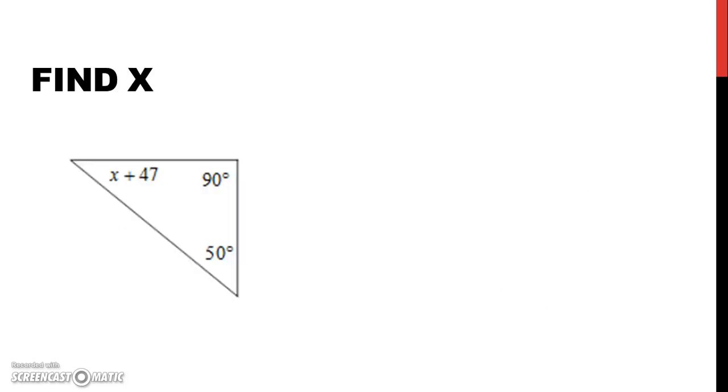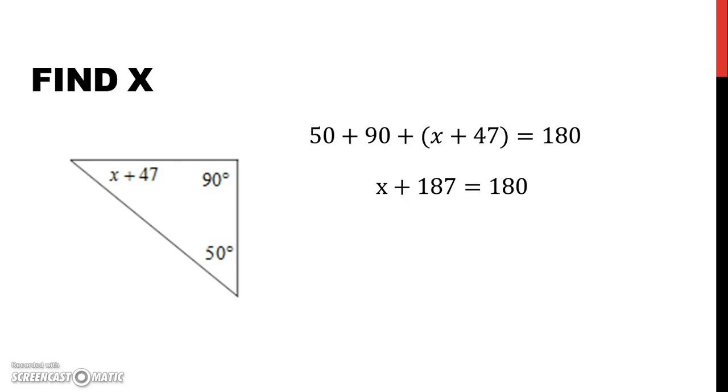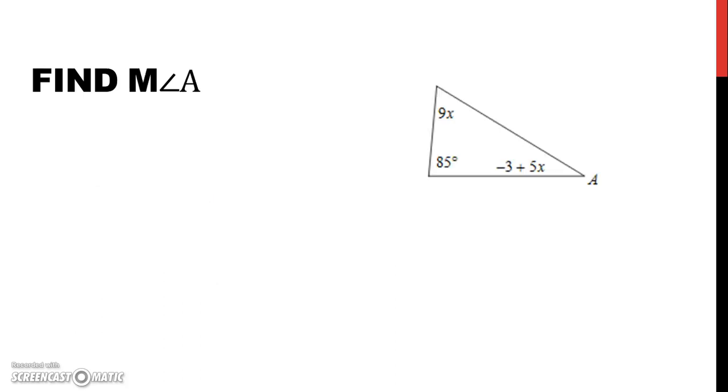Sometimes we have to solve for x. We do the exact same thing. x plus 47 plus 90 plus 50 equals 180. Combine like terms, we get x plus 187 equals 180. So x is negative 7. That means the angle measure itself is 40 degrees if it asked for that.